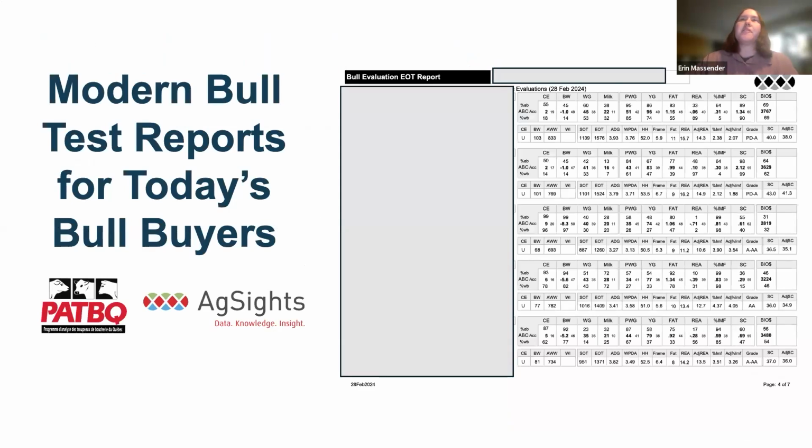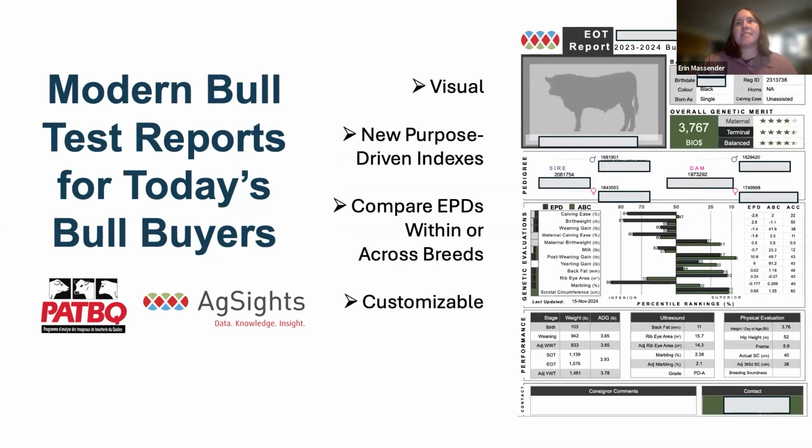Some of you are likely familiar with the AgSights Bull Evaluation Report as shown on this screen. One thing we've been working on in collaboration with our partners in Quebec at PATBQ is modernizing these reports to meet the needs of today's bull buyers. So we're very excited this year for the first time to be launching our brand new end of test report format, which looks like this. We really chose to go with a more visual representation of the data in the new report format.